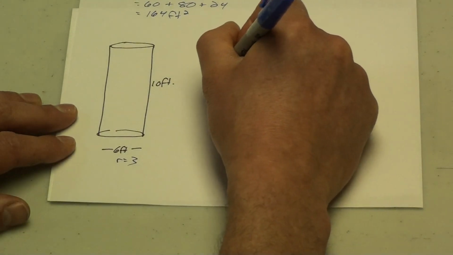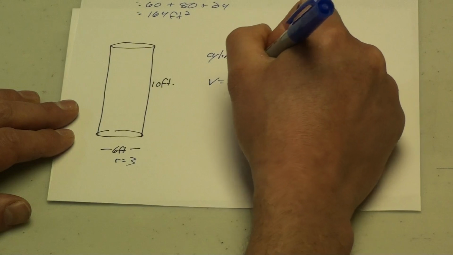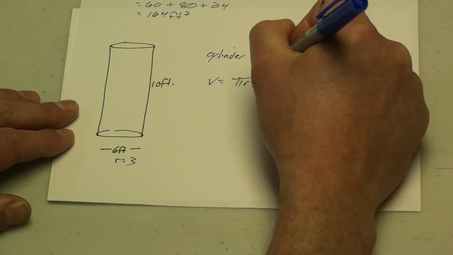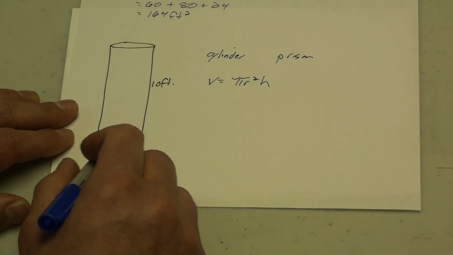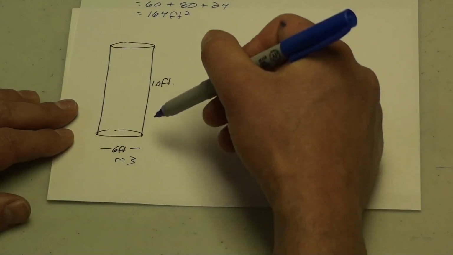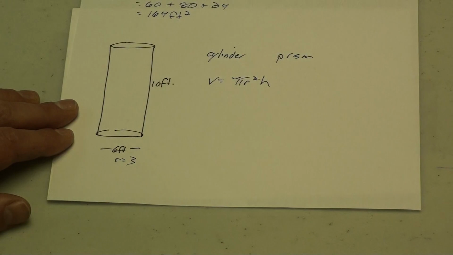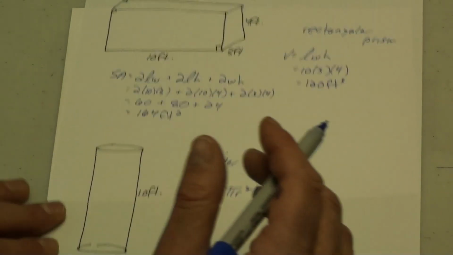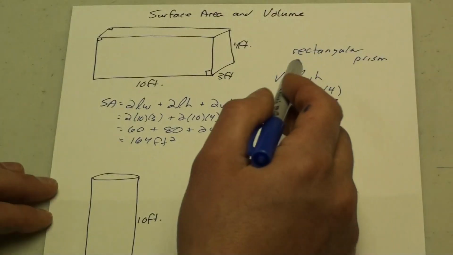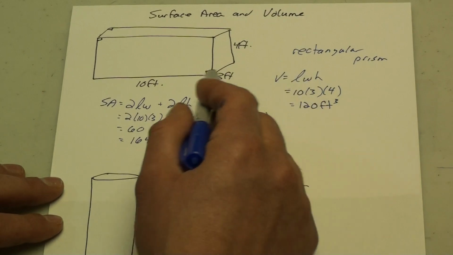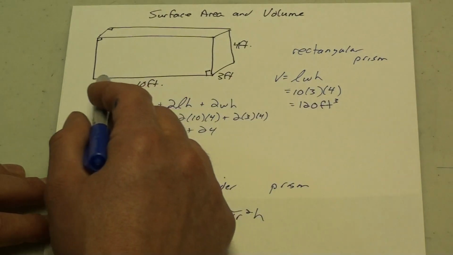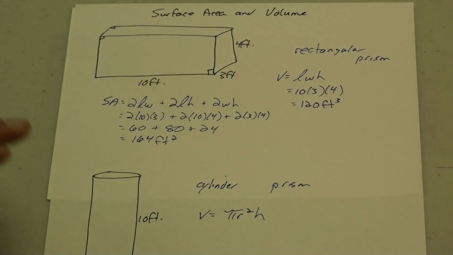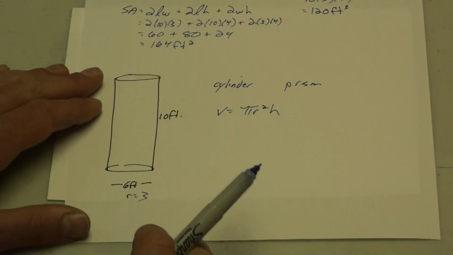So my volume is going to be pi r squared times the height, which is the area of the bottom, the circle, multiplied by the height of it, or the length of the prism. Okay, and that's also the same for volume of any prism. Here my volume is length times width times height, which was the area of the one side multiplied by how long that entire shape is. All prisms work like that for the volume.